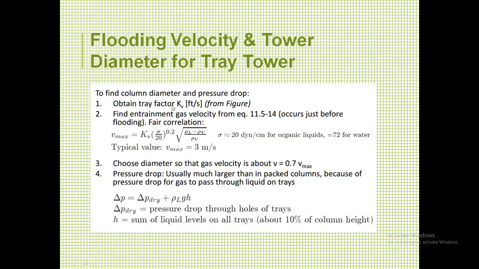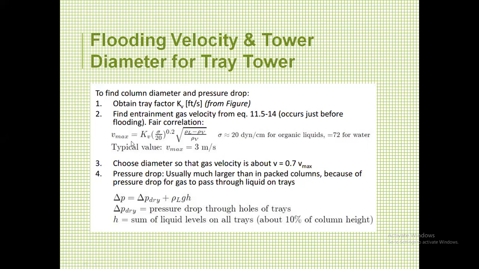So once you already have the tray factor, you determine the entrainment gas velocity. Now, this entrainment gas velocity, it is said to be entrainment gas velocity. So meaning your gas carries with it liquid already. So it's already, your column is said to be flooded already. Because your gas should be pure gas as it leaves the column. But if it carries with it already liquid, there is said to be entrainment. And if there is said to be entrainment, your column is already flooded.